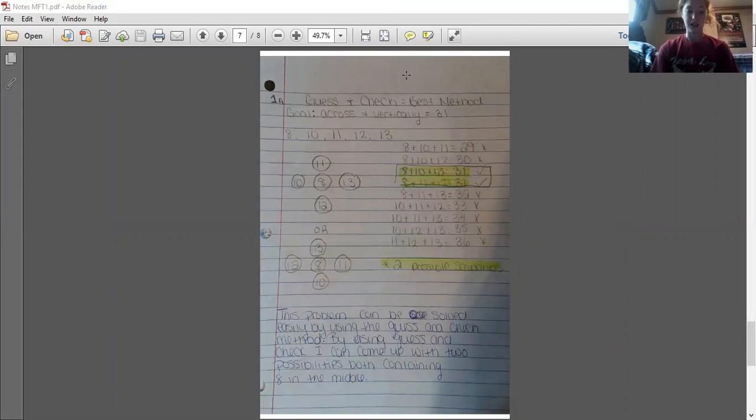Alright, so for 1A, the problem can be solved easily by using the guess and check method. With the guess and check method, I can come up with two possibilities, both containing 8 in the middle. So here you can see that I did a bunch of guess and check.